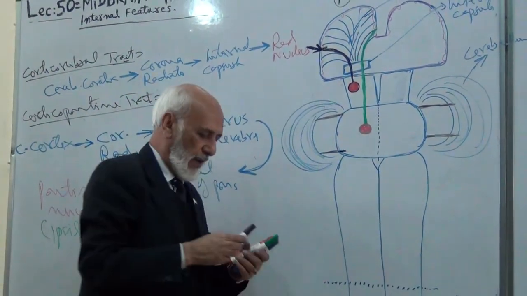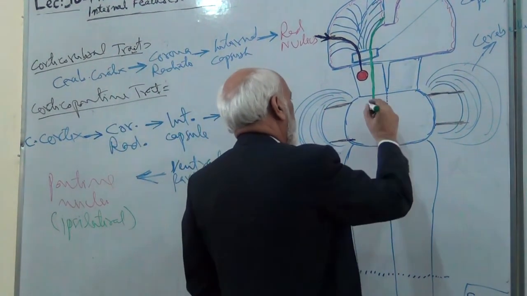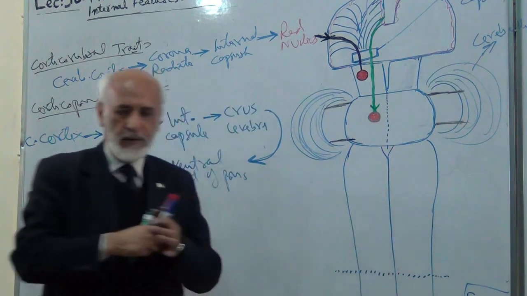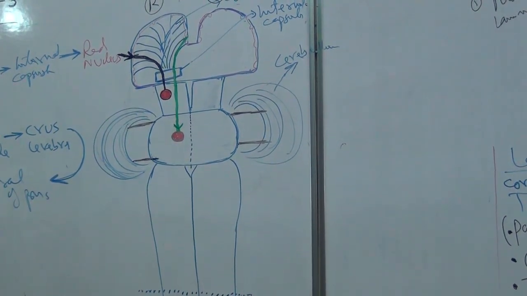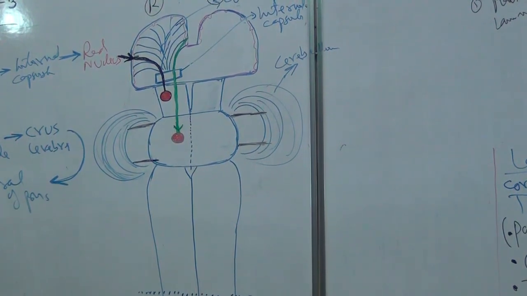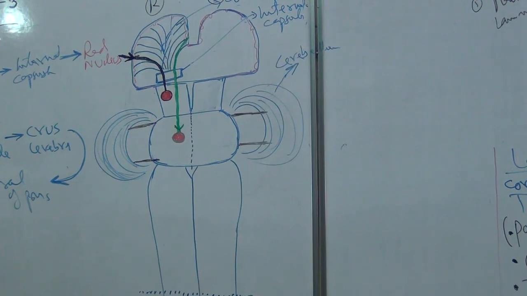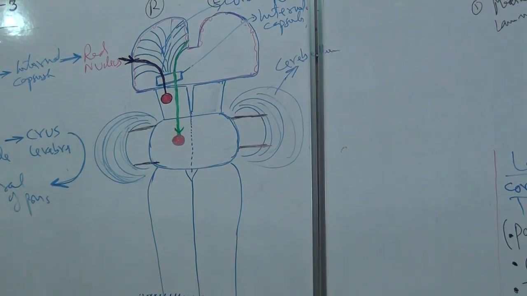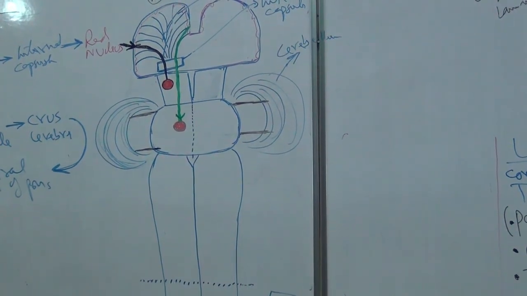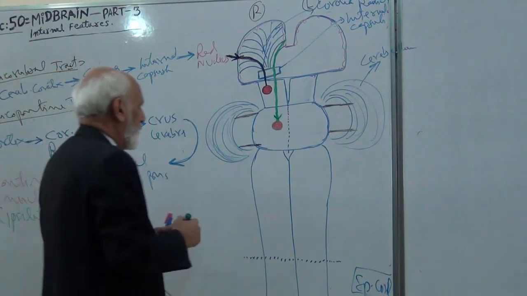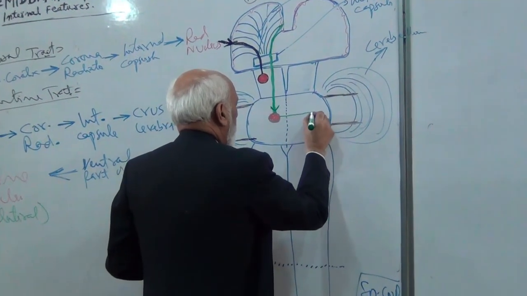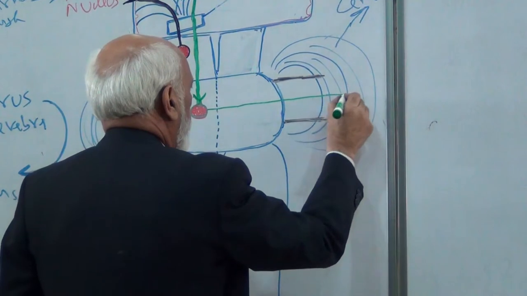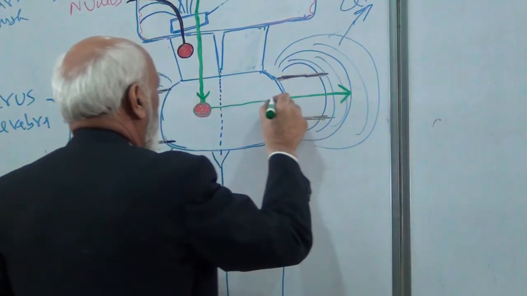Now from the pontine nuclei, these fibers continue to cross the opposite half of the pons, run through the opposite middle cerebellar peduncle to enter the opposite cerebellar hemisphere.